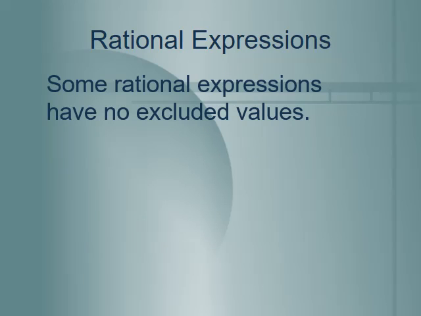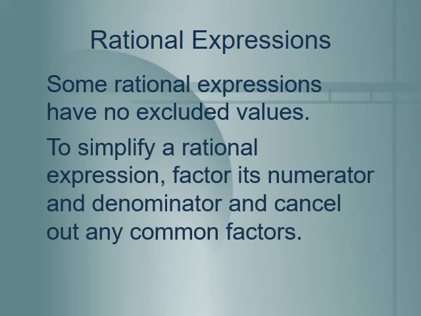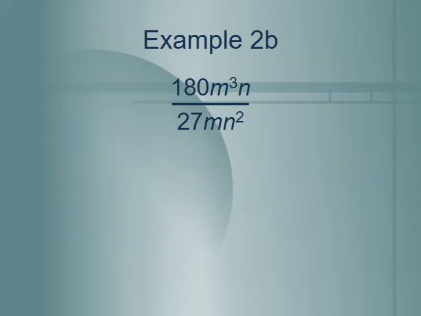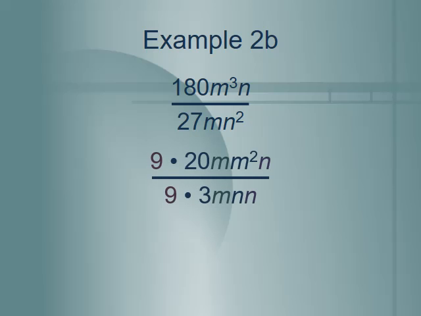Some rational expressions do not have any excluded values. There's nothing that could cause them to equal 0. For instance, let's look at this one. If we reduce down as much as possible, we end up with 20m squared over 3 times n. That's as simplified as it gets.